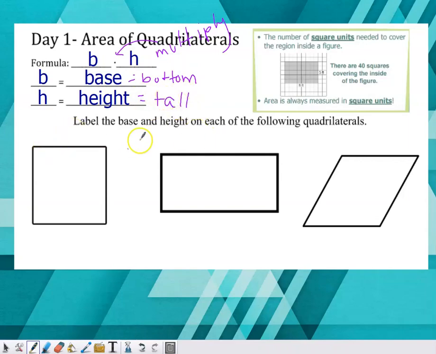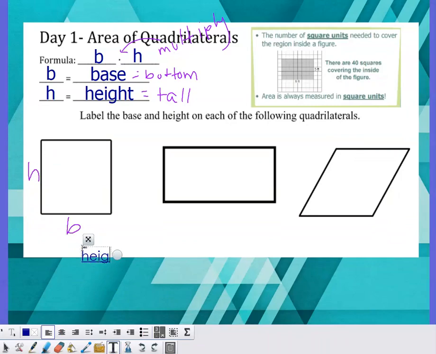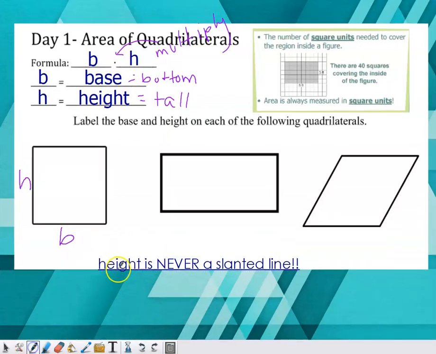Okay, so when we're looking at these three shapes, the base and height of these quadrilaterals, this is a square, our base is the bottom, and the height is how tall something is. When you talk about height and how tall something is, like if you were to measure yourself, you would be standing straight up and down. So the height has to be straight up and down. It can never be a slanted line. Height is never a slanted line. That is something that's super important for you to remember.